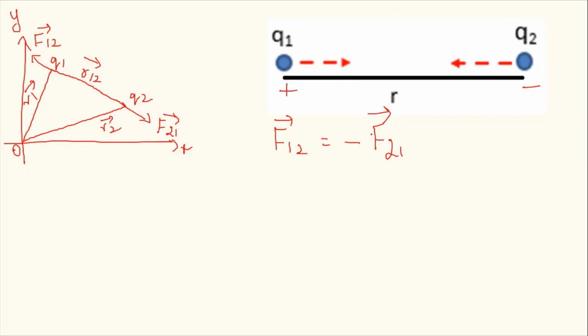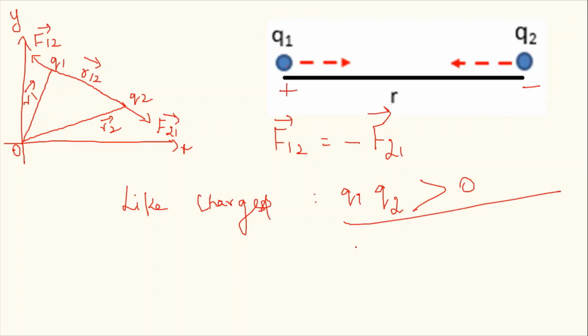This is the vector form of Coulomb's law. And surprisingly, this will obey Newton's third law of motion. Another important thing you have to understand is if the two charges are like charges, be it positive positive or negative negative, the product of the two charges Q1 and Q2 will be greater than 0. That is, when Q1 Q2 is greater than 0, the nature of the force will be repulsive.